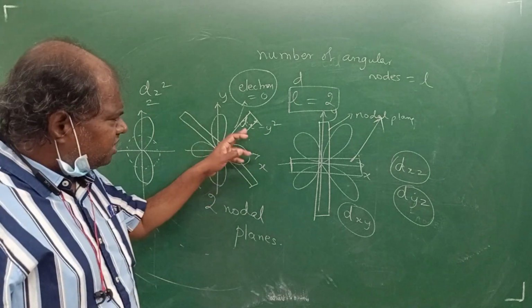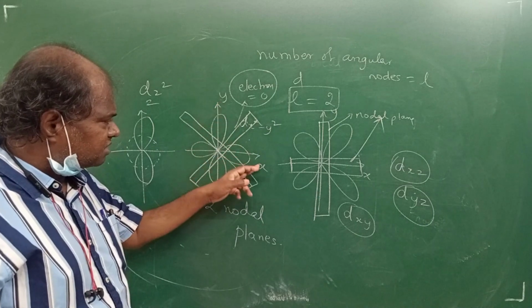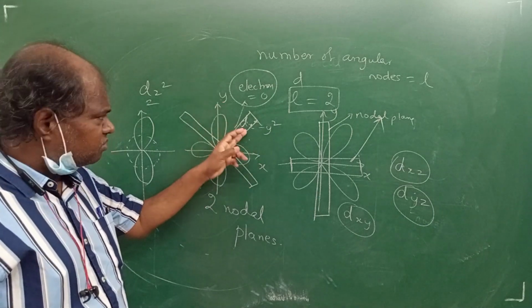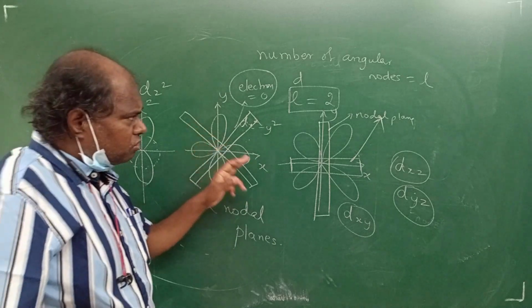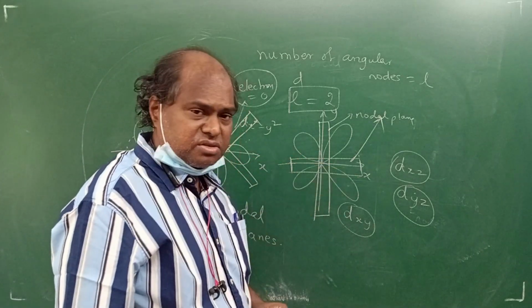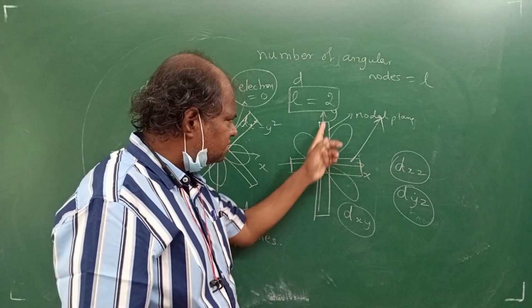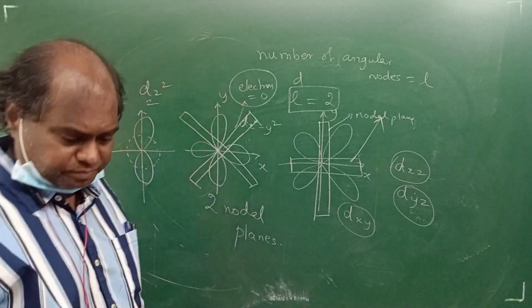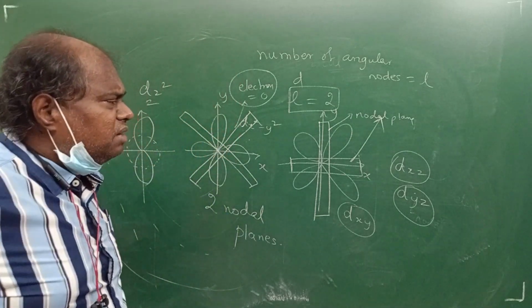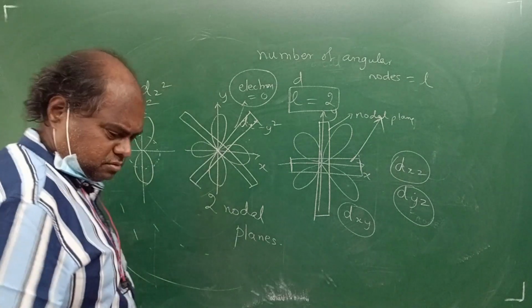Let me repeat now. For dx square minus y square, you will get a nodal plane between the x axis and y axis. You will get one here, right? So you will get 2. For dxy, you will get the plane along the axis, right? This axis, x axis, and y axis. Are you getting it? The same thing you can say for dxz and dyz also. Fine.